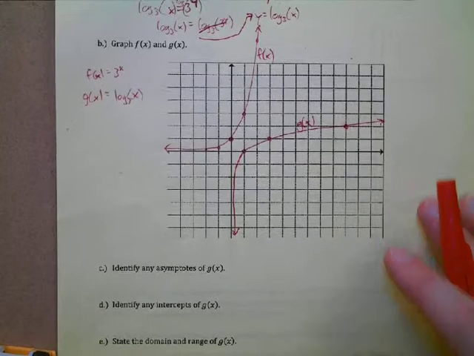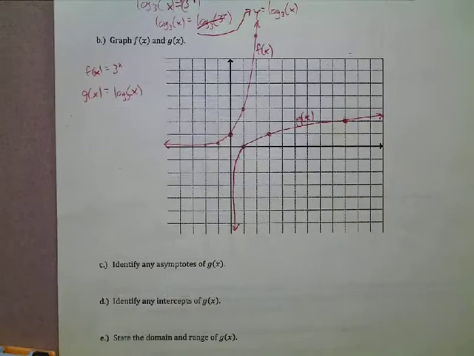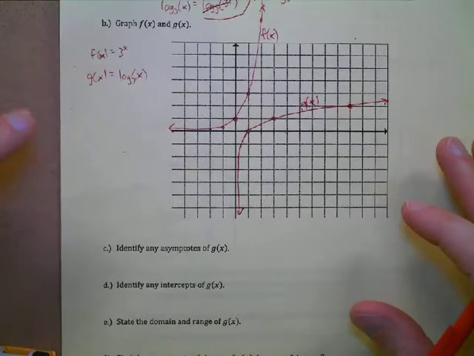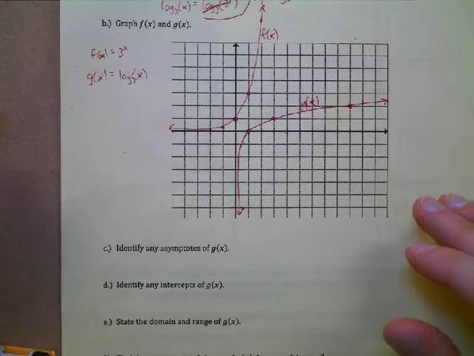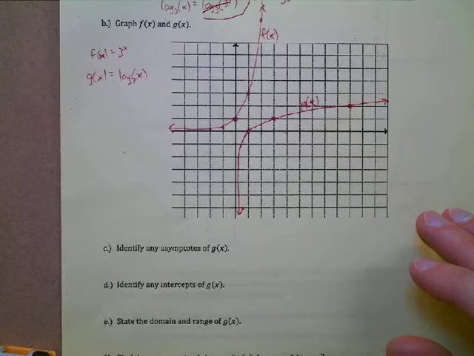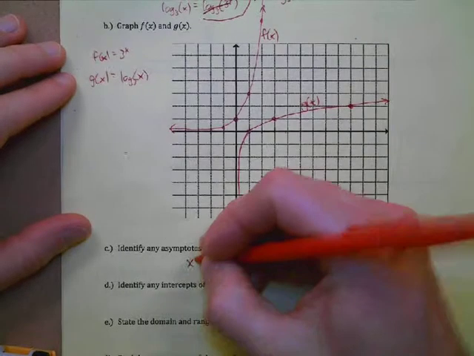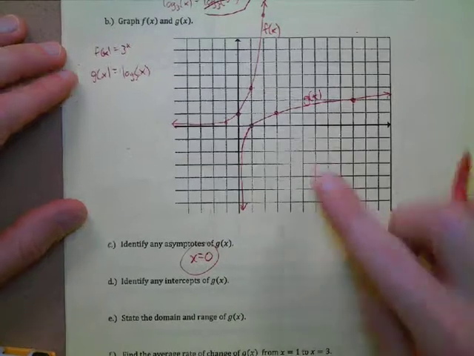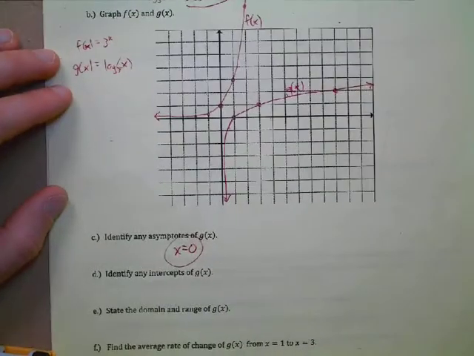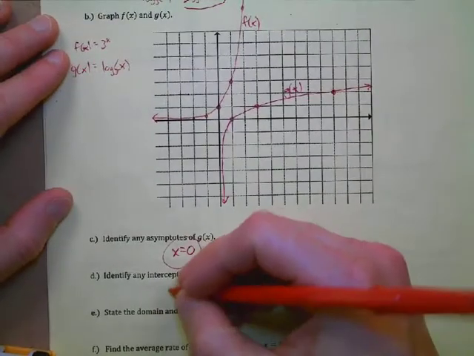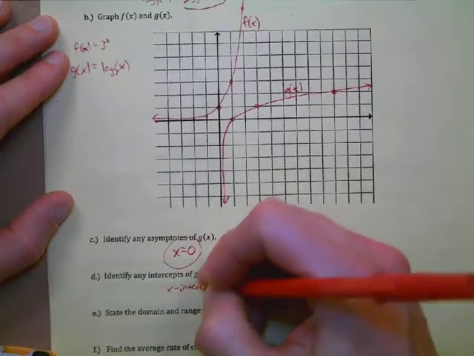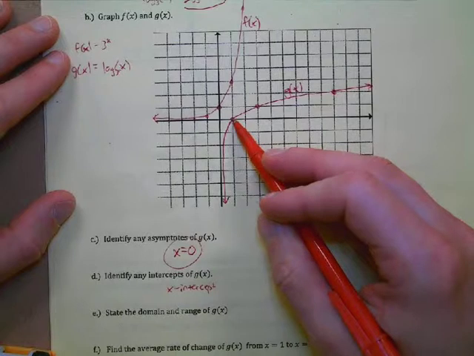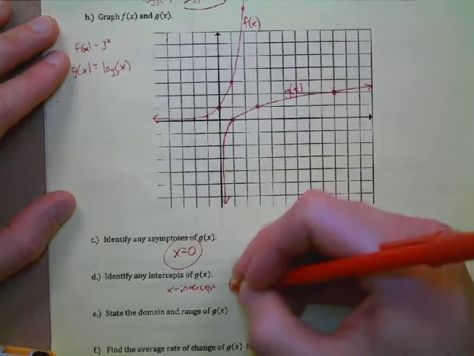What is the vertical asymptote here of g of x? Where's that vertical asymptote? 0. x equals 0. Sure. What's the intercept of g of x? Or in other words, where does it cross the x-axis? Yeah, we have an x-intercept at, well, at what coordinates? 1, 0. Okay?